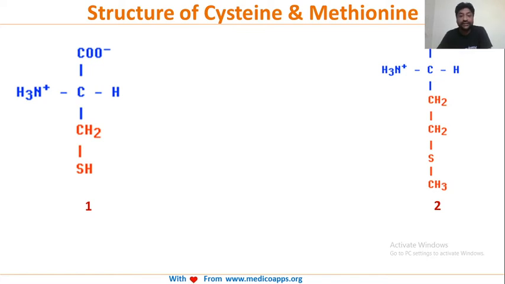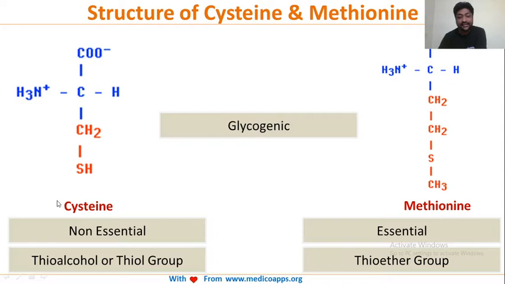So identify structure 1 and structure 2. If you see, this is the same. The only difference between these structures is that one has CH2SH, sulfur, and this group has CH2S and CH3. So basically the correct answer is this is cysteine, and this is methionine. Both of them are glycogenic. This is non-essential and this is essential.